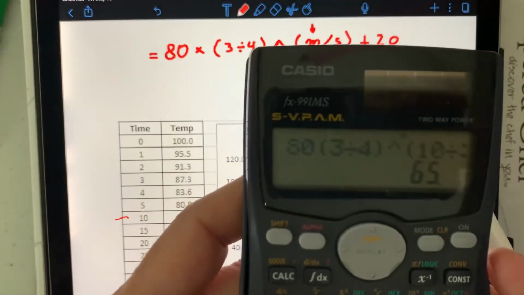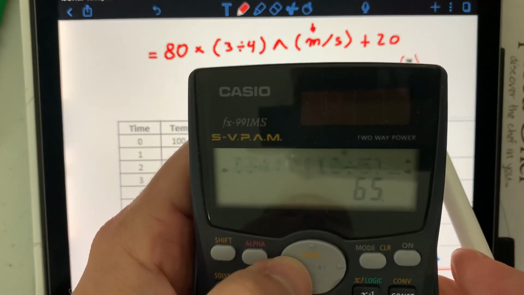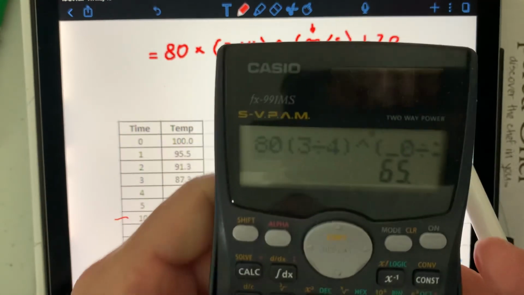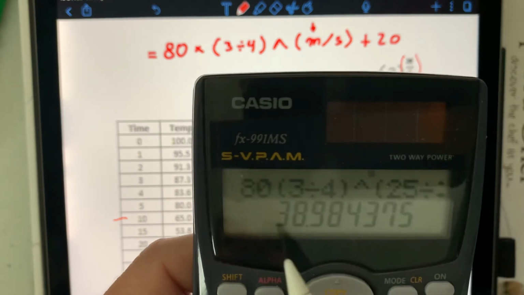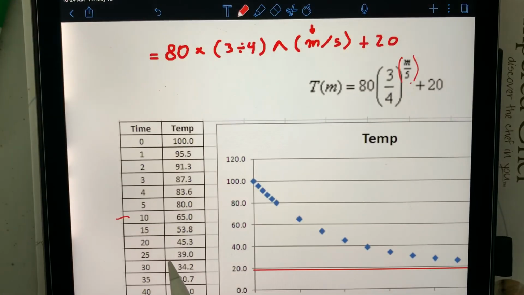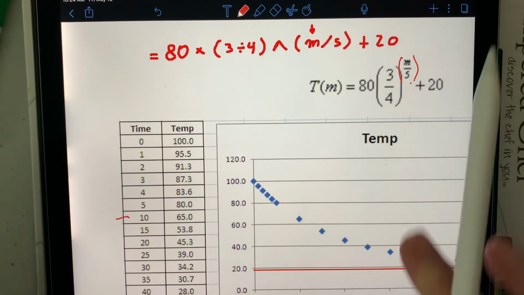If I want to switch it to 25, to do the other ones, just to jump around, I change the 25 for the 10 and hit it, and it's 38.98. On the 25, okay, here, 38.98, I rounded it to 39. Cool. So there it is.